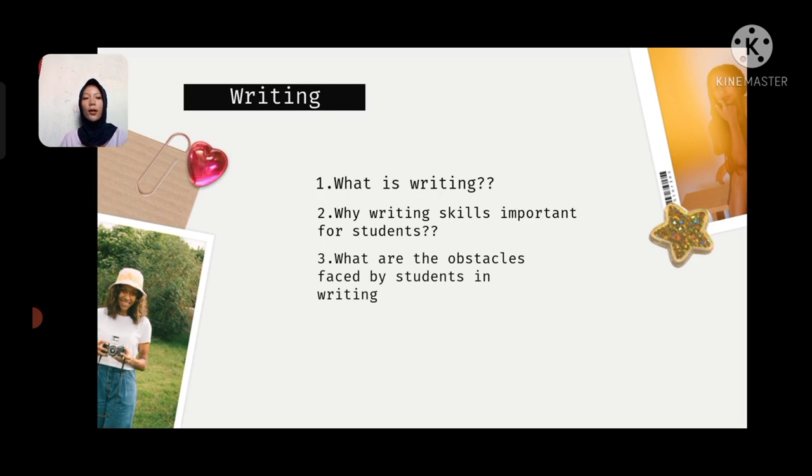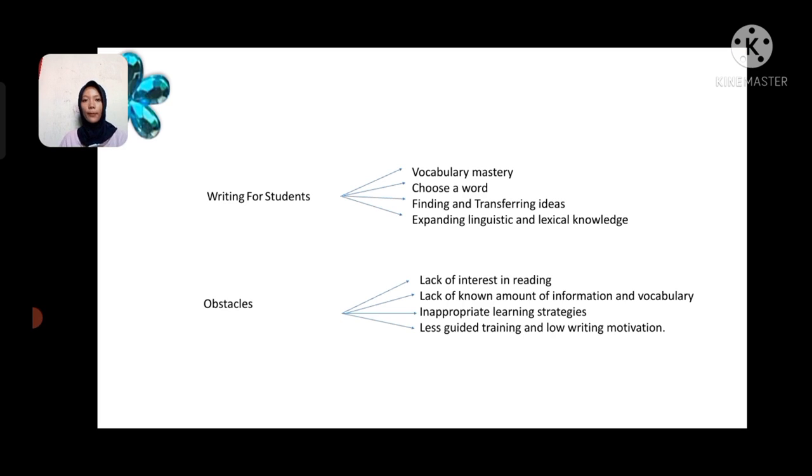So the next is what are the obstacles faced by students in writing. Based on information from one of the educators in Citranusa Bogor Middle School, the constraints in writing are caused by the lack of students' interest in reading, which has an impact on the amount of information and vocabulary that students know. In addition, this is also caused by the application of learning strategies that are not appropriate, training that isn't guided, and low motivation to write.